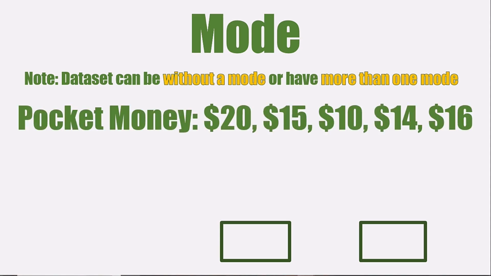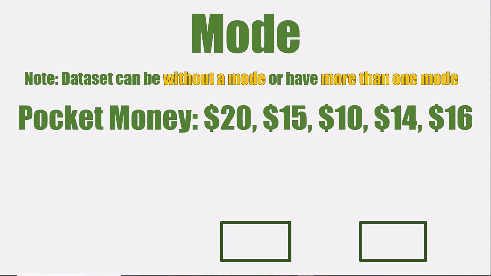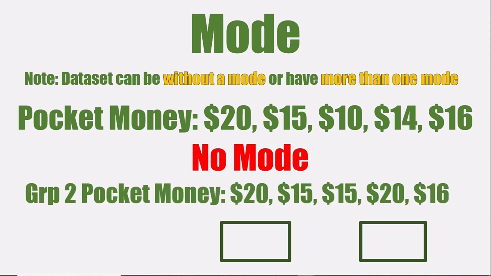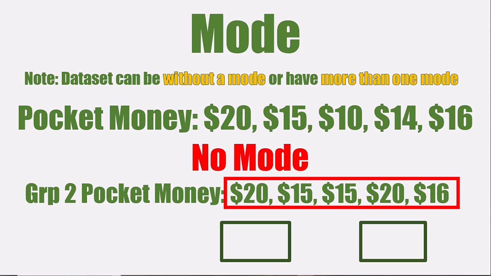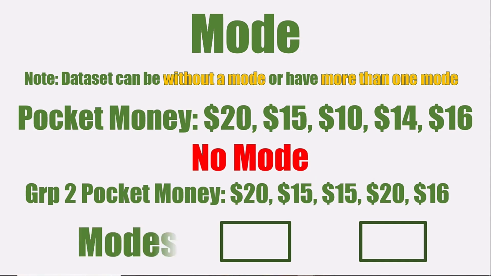Like for example, in our pocket money example, all the data points you're seeing there appear only once. There's none that's repeating itself. So that means that data set has no mode. Again, if you get another group of students or pupils, and that's their pocket money, you can see that from that data set, $20 appears twice, and $15 also appears twice. That means this data set has two modes, $15 and then $20.